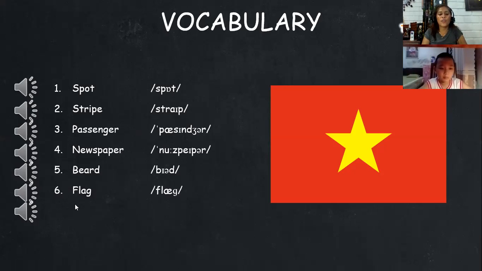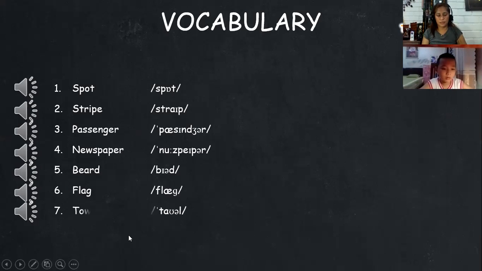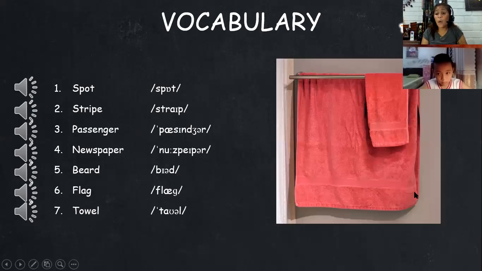Okay, next. How do you call this one? I mean, to read. Towel. Yeah, that's a towel. Have you seen a towel? What is the color of your towel? It's green. My towel is pink and white. How about you? My color is green. The color of my towel is green. Teacher Anne's towel is pink.